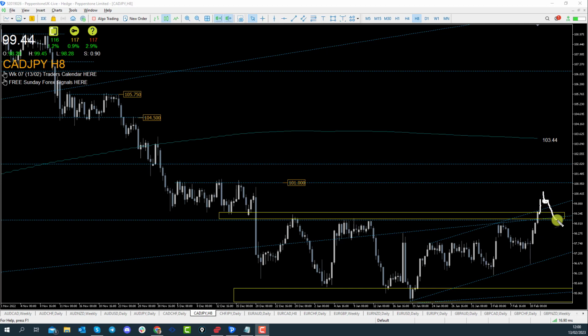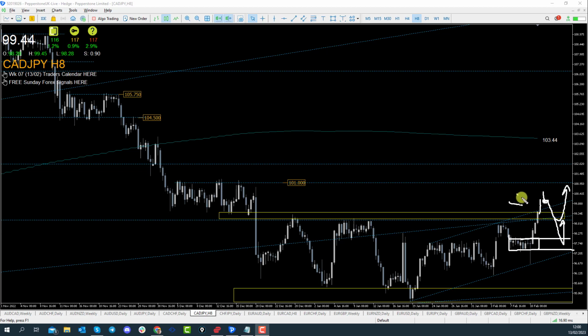If price then was to trade back to the high of the range, we could look for continuations to the upside. Even if it comes back within this area here, you can see we had a consolidation before price broke out. Maybe price will want to come down, retest this zone, and then continue higher as well.